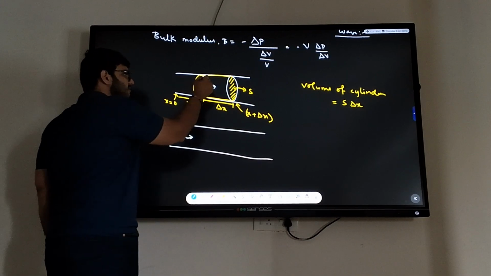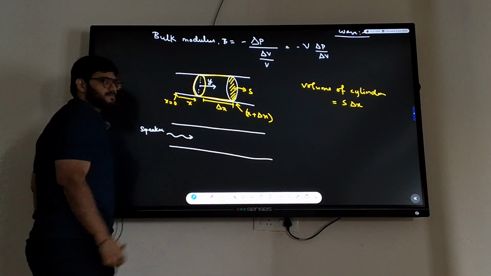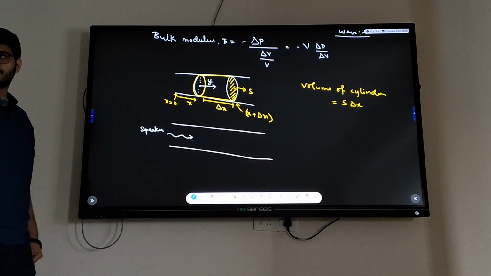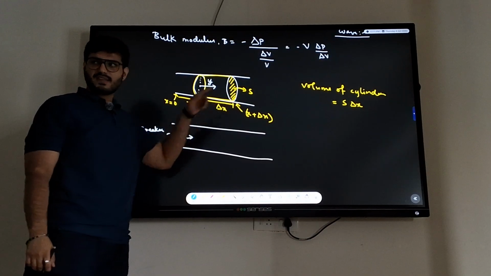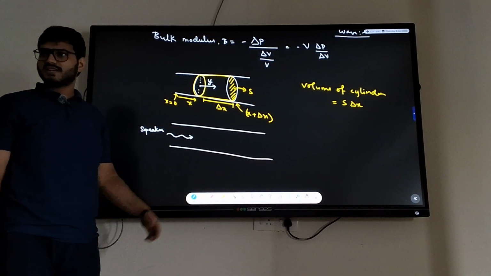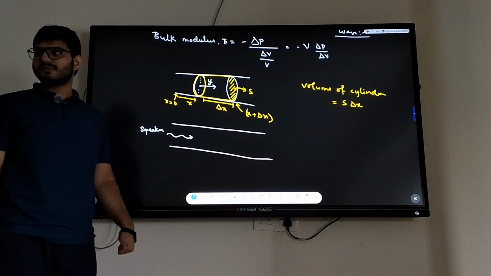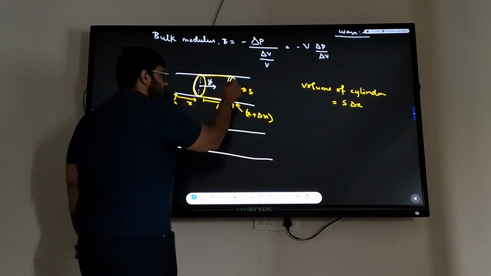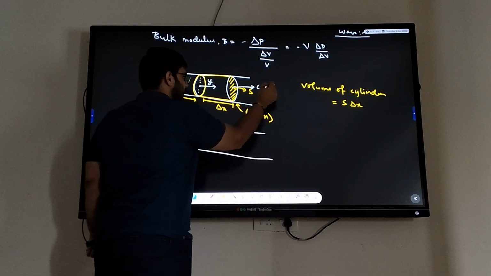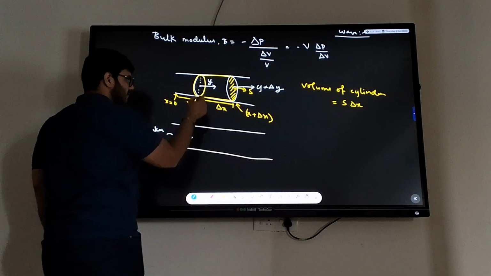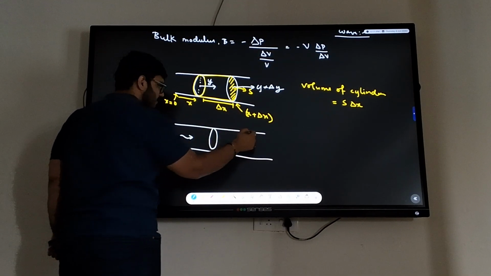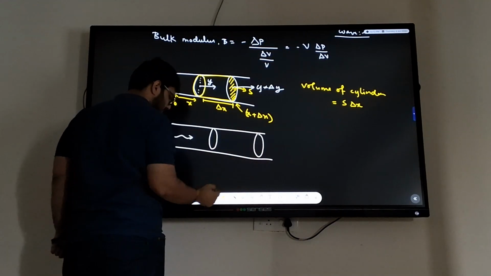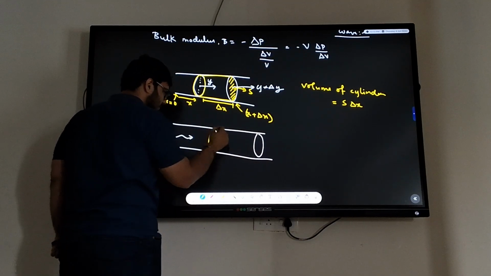Let's say they oscillate with a displacement of y. Okay? And the particles that were here, they need not be oscillating with the same displacement, right? In general, they can be oscillating with some other displacement. Then what is the displacement here? Let's say y plus delta y. Then what will happen is this cylinder, this cylindrical thing will get shifted. Can you see that it will happen?